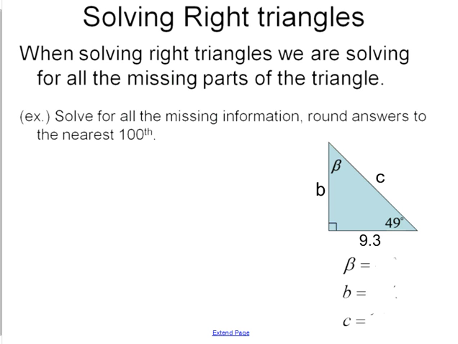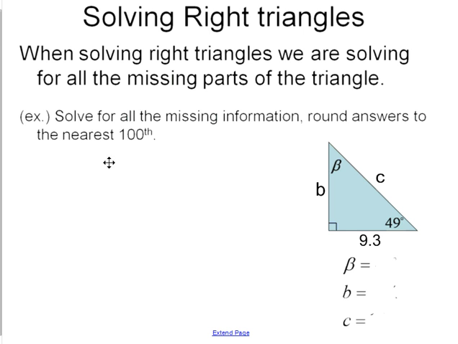So here, if we look at this example, it says solve for all the missing information, round answers to the nearest hundredth. If it's telling us to round to the nearest hundredth, what that means is we're going to want a decimal as an answer. Sometimes if it says you want an exact value, that means radicals, fractions, etc. If it says the nearest hundredth or an approximate value, that means you're finding a decimal.